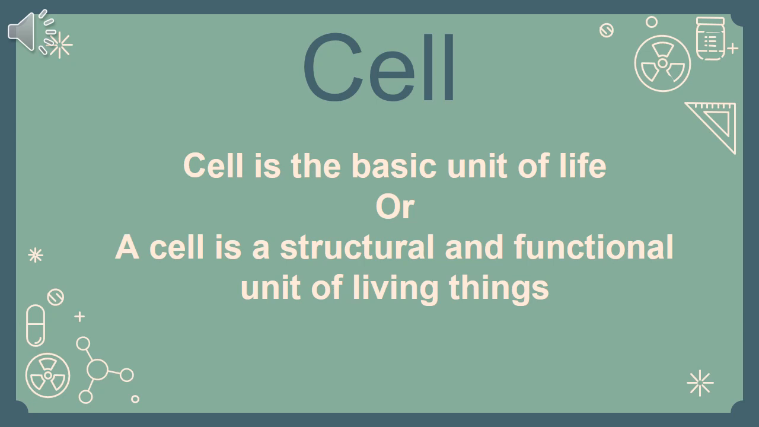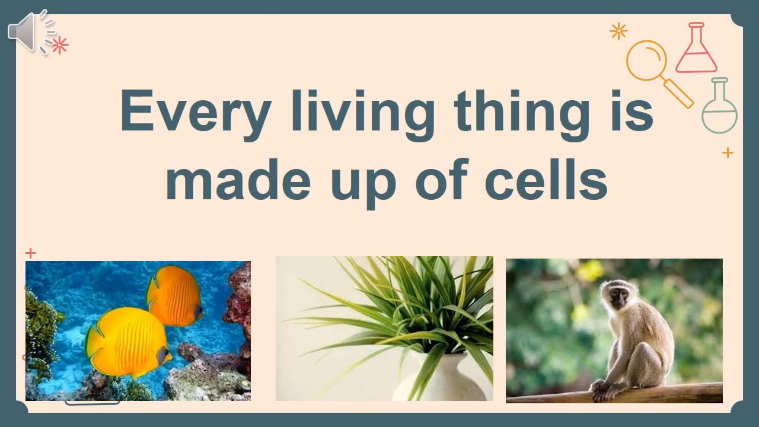So, a cell is a basic unit of life, or you can say that a cell is a structural and functional unit of living things. Every living thing is made up of cells. These cells are so tiny that we cannot see them with our naked eyes. These cells then join together to form an organism, which we can see through our naked eyes.